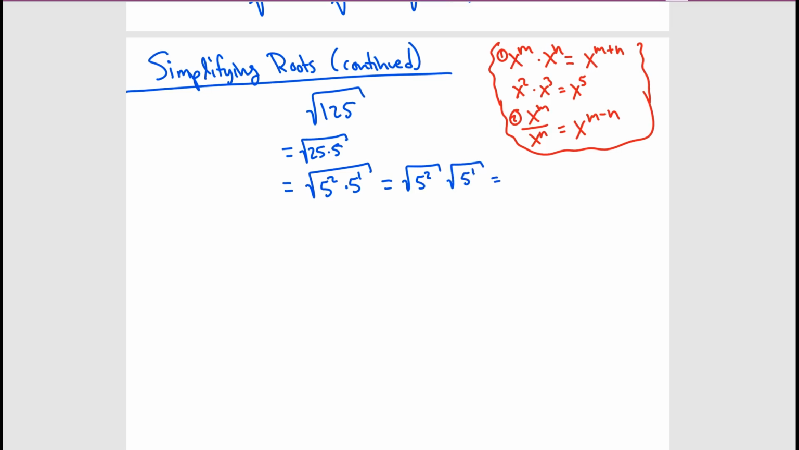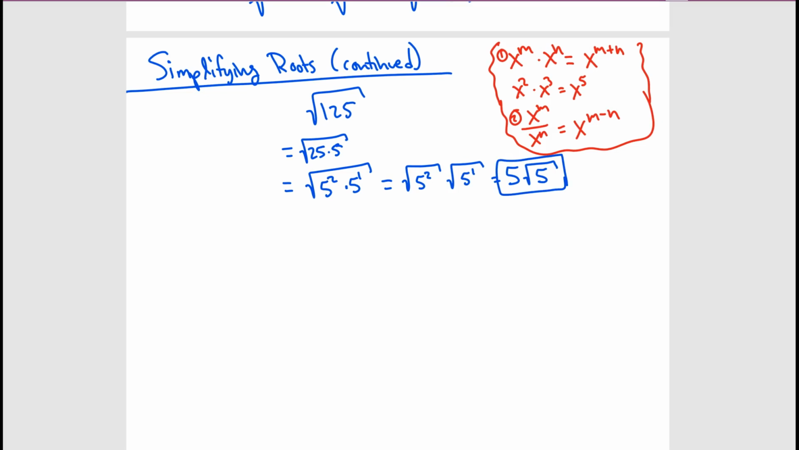Okay, and the 5 squared is just going to be 25. The square root of 25 is just 5. And here we're going to have the square root of 5, because for this 5 you don't have a closed form of a square root. So this is going to be my final answer.